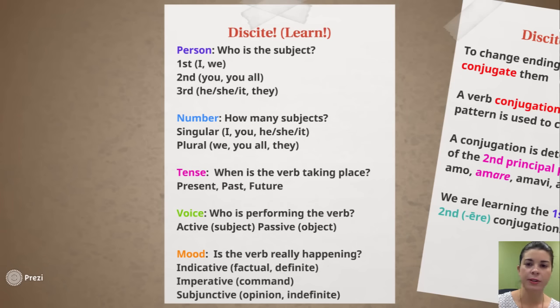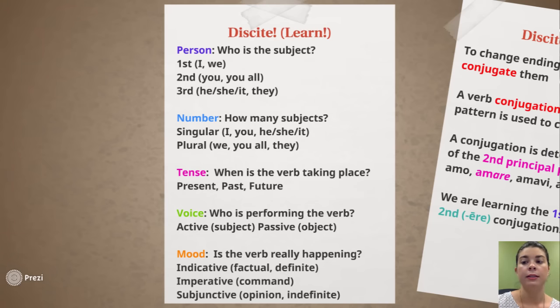There's no question whether or not I've gone, I go. The imperative is when you command someone, go to the store. Difference there. The subjunctive is your opinion or indefinite, or I might go to the store. It's not sure. We're not quite certain if we're going to the store yet. So that's the difference between those 3. We're going to be focusing on the indicative today, and last video you focused on the imperative.